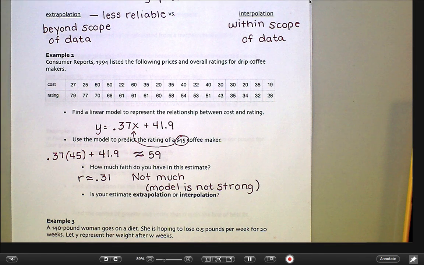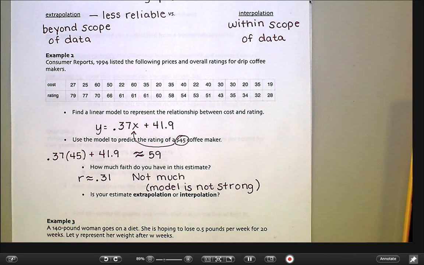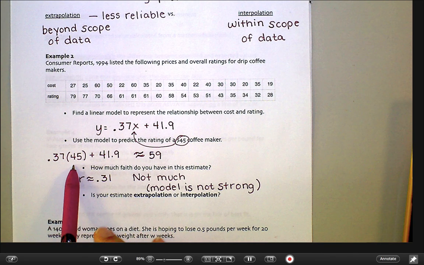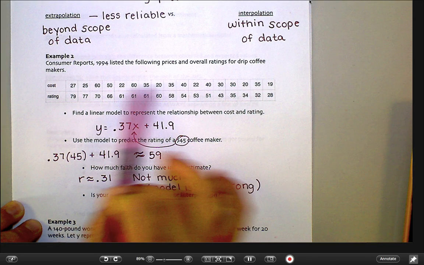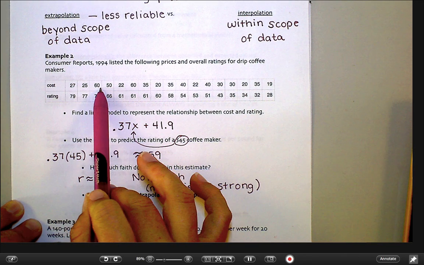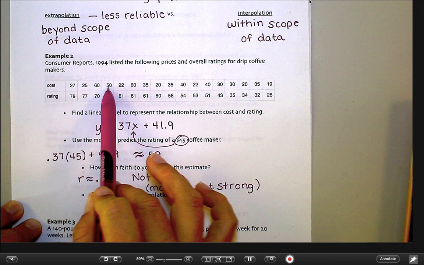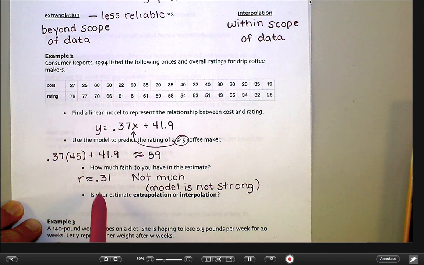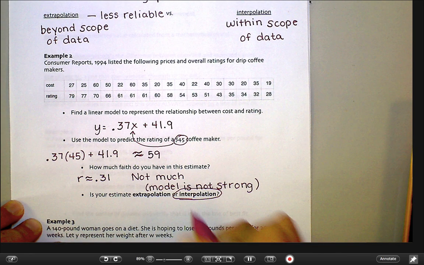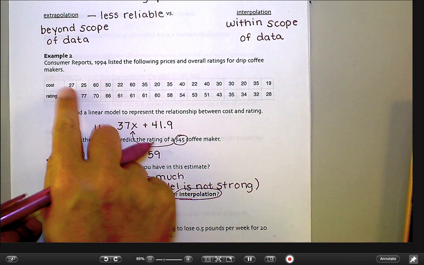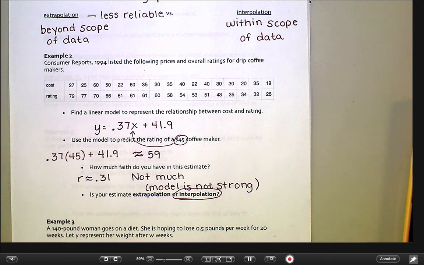Now, let's look at that next question. Is this extrapolation or interpolation? So that $45 coffee maker, does that fall within the range of the data that we collected originally? And it looks like we collected data all the way up to like $50 and $60 coffee makers. So I feel pretty safe saying that this is interpolation. Okay? Because that 45 is within the data that I had collected originally. If I asked you to make a prediction about a $100 coffee maker, that would be extrapolation.